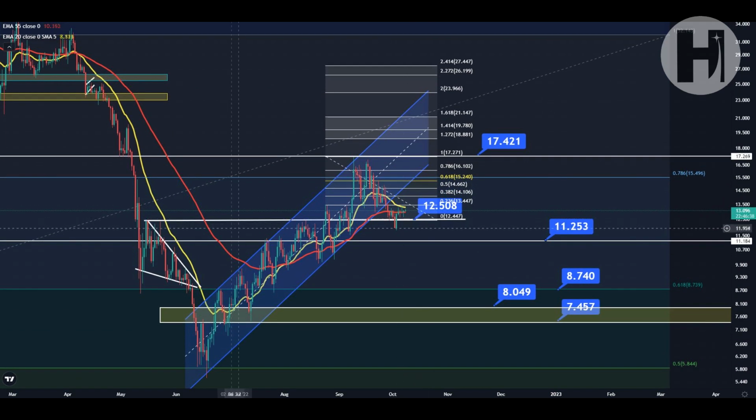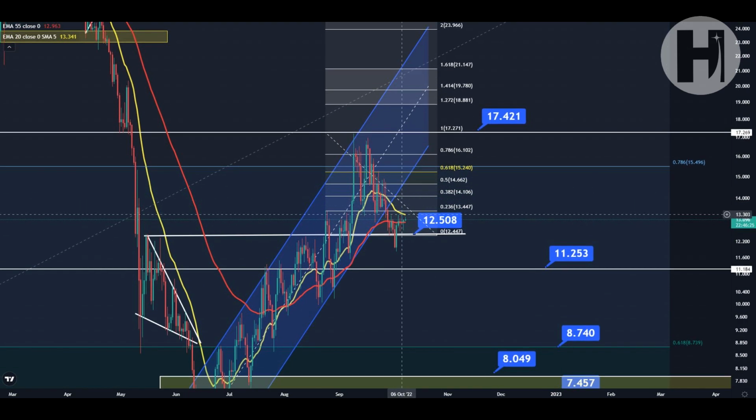So we're holding this support just because this was our resistance back in May. That's where we got rejected from. We broke above it here in September. Now we're back testing it as support here in October. And as you can see, the EMAs are very, very close to each other.